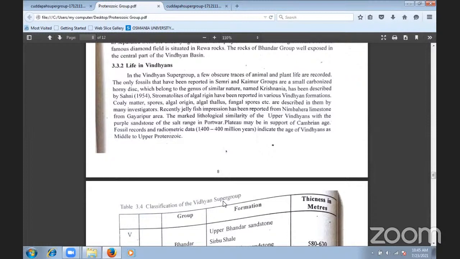Stromatolites of algal origin have been reported in various Indian formations. Polymatous spores, algal spores, and many fungal spores have also been identified here.